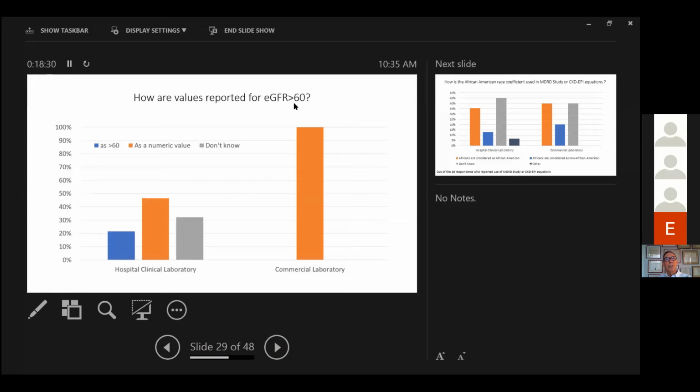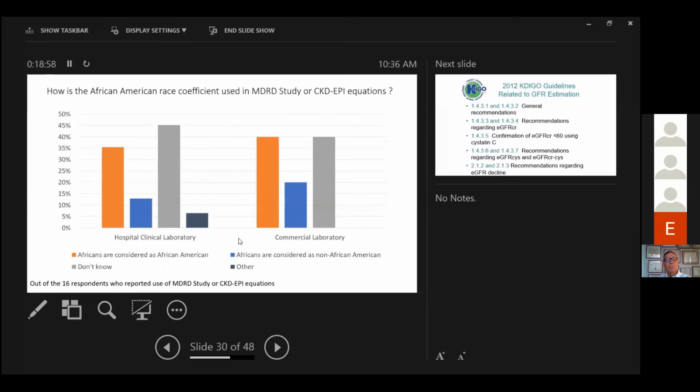Estimation equations vary in their precision above 60. The CKD-EPI equation is good. The MDRD study equation is not meant to be reported as a numeric value greater than 60. Commercial labs generally reported it as a numeric value, whereas there was variation in hospital clinical laboratories: some reported greater than 60 and some a numeric value.